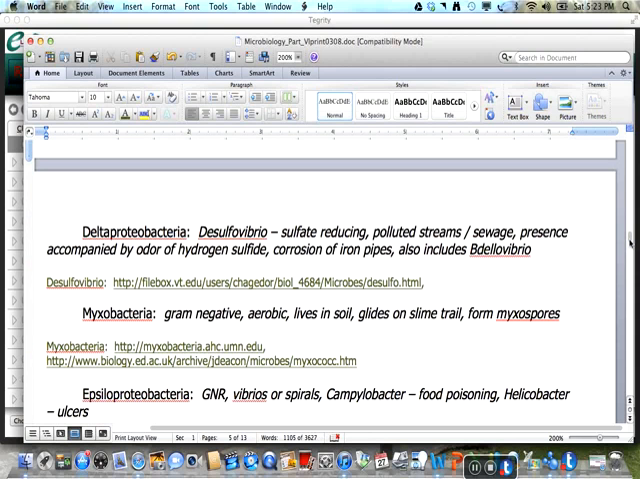The delta proteobacteria include Desulfovibrio, which are sulfate-reducing organisms. They are found in polluted streams, sewage, and corroding pipes. Their presence is accompanied by the odor of hydrogen sulfide. These also include Bdellovibrio. The myxobacteria are gram-negative aerobes that live in the soil, glide on a slime trail, and form myxospores.